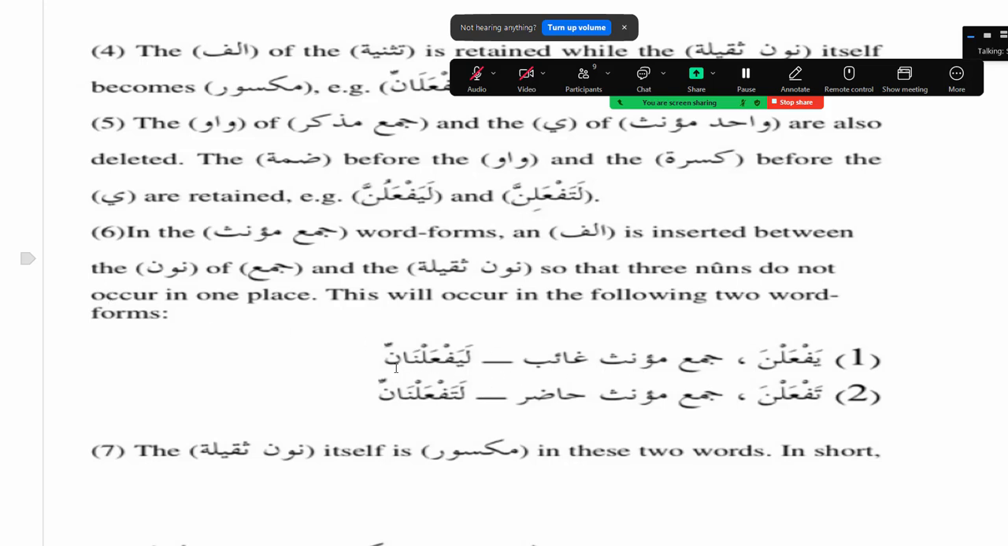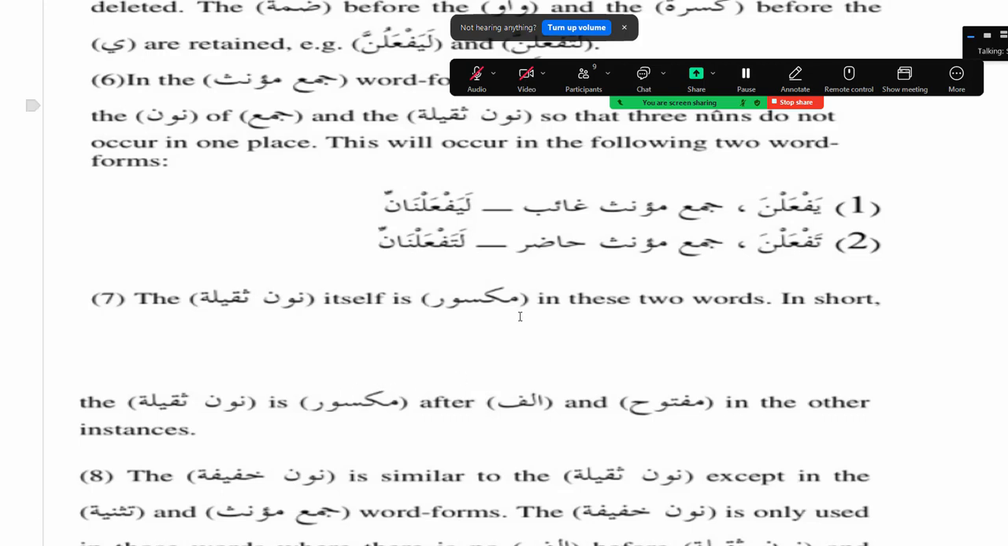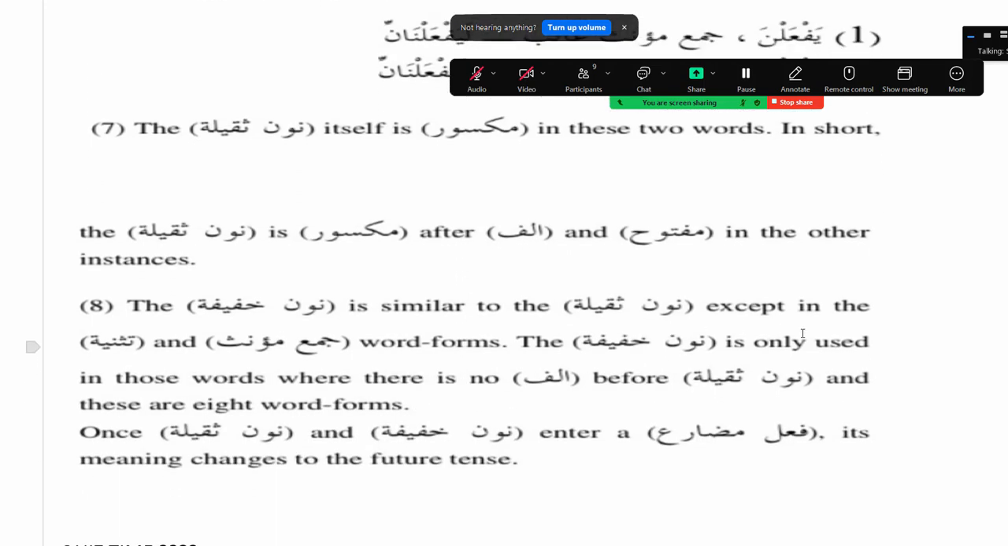so that three noons do not occur in one place. Why do you have la yaf'alanni here? Because you don't want three noons at the same time, right? This would occur in the following two words, yaf'alna and taf'alna. So to avoid three noons coming together, they make it la yaf'alanni, la taf'alanni. And next, the Nun Thaqila itself is maksur in these words. In short, the Nun Thaqila is maksur after alif and maftuh in the other instances. And the Nun Khafifa is similar to Nun Thaqila except in the Tasniya and Jama Muannas. The same thing I was explaining, they have given the Arabic terms for it.